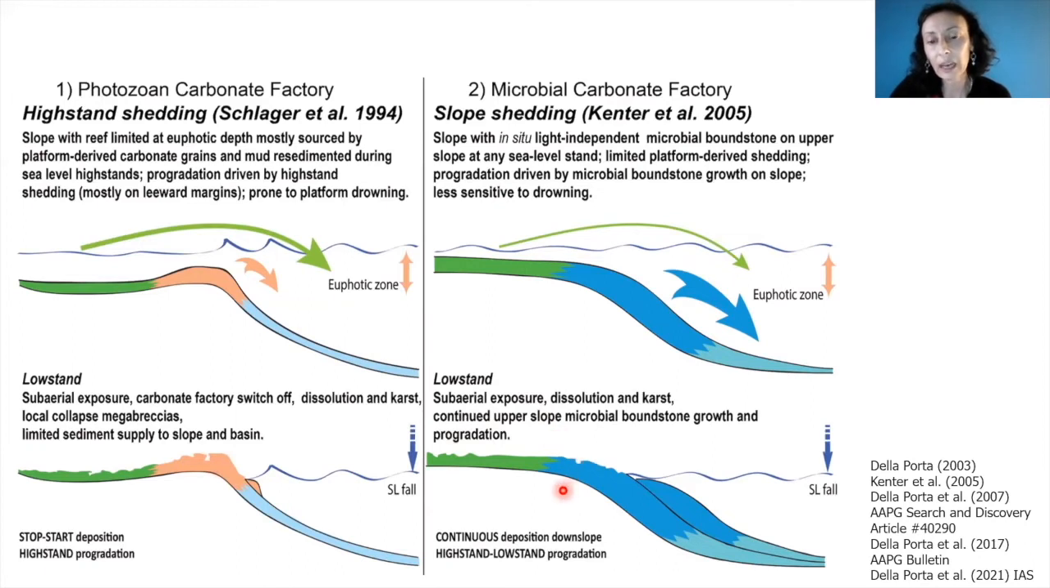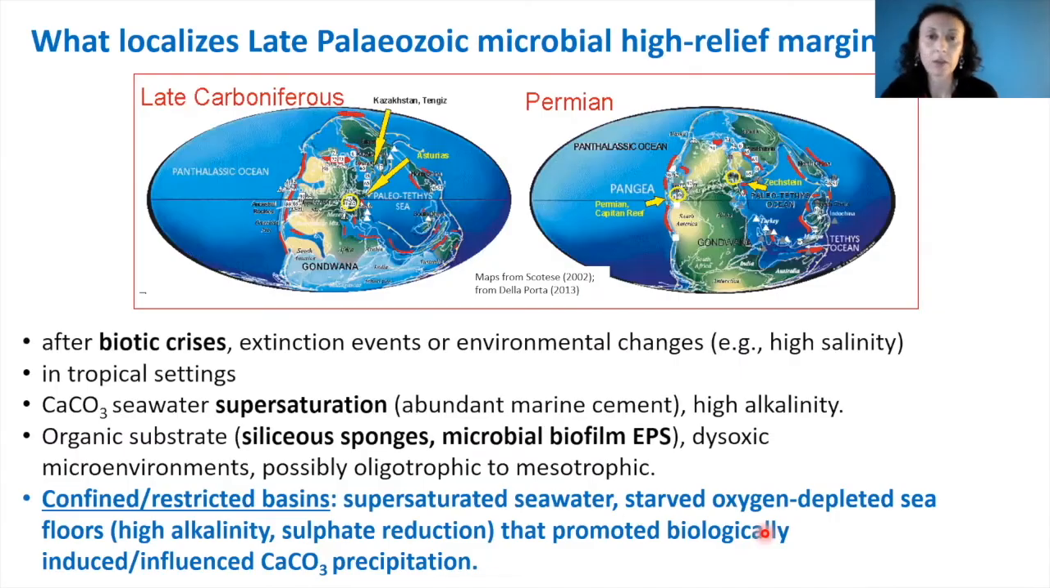For the microbial carbonate platform, if sea level falls, even of several tens of meters, as in the Carboniferous with glacial eustasy, the carbonate platform can continue growing on the upper slope, and the platform can prograde independently from the sea level fall. And this summarizes all the examples of high relief platforms that I showed you from the late Paleozoic to the Triassic and Jurassic.